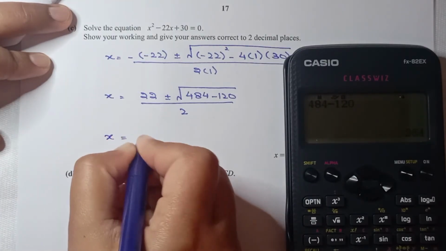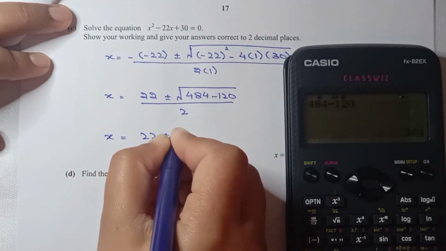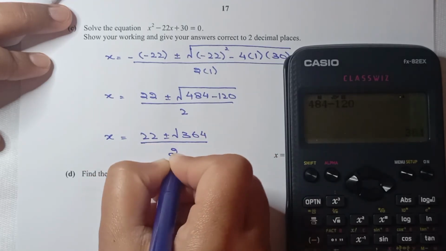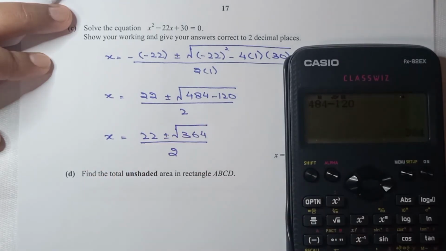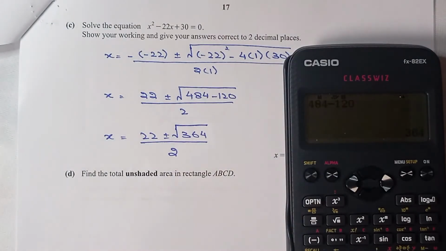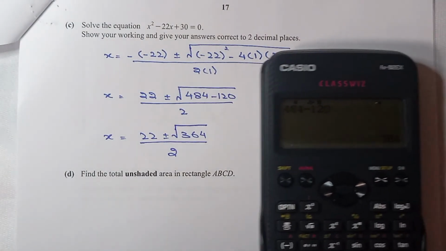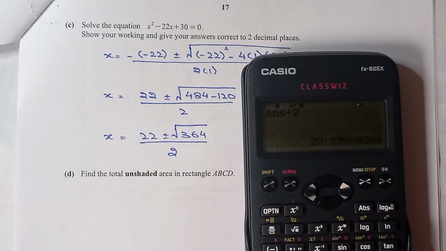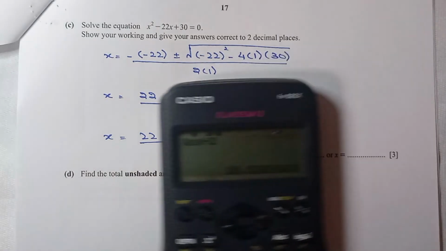X would be equal to 22 plus or minus the square root of 364, divided by 2. Now we have two x values, one with the positive square root of 364 and the other with the negative square root of 364. So let's do it one by one. For the first one, we have 22 plus the square root of 364, divided by 2, which would be 20.5, correct to 2 decimal places.